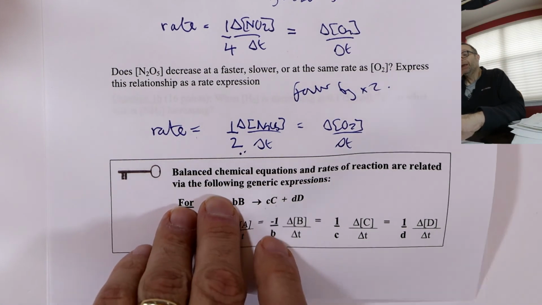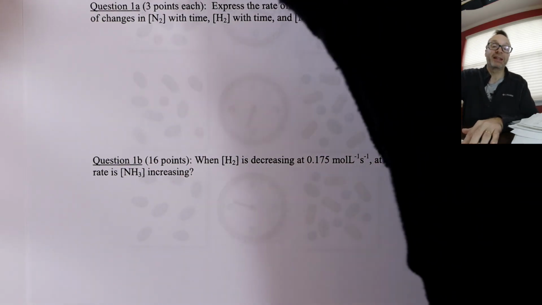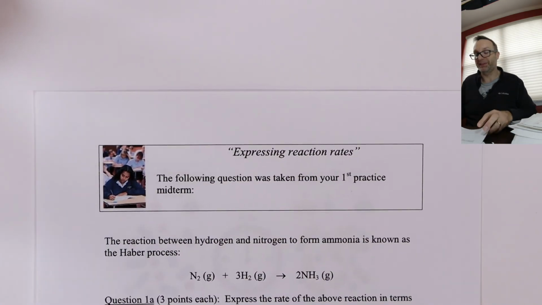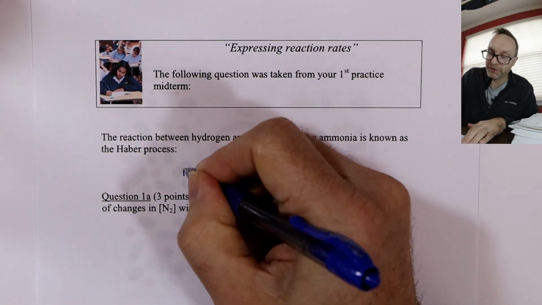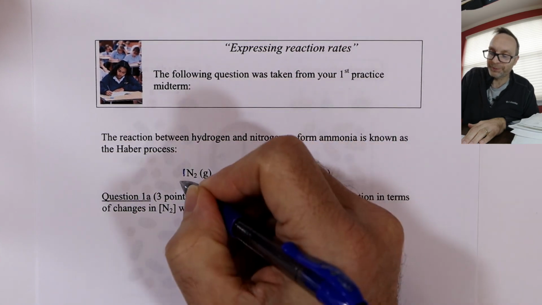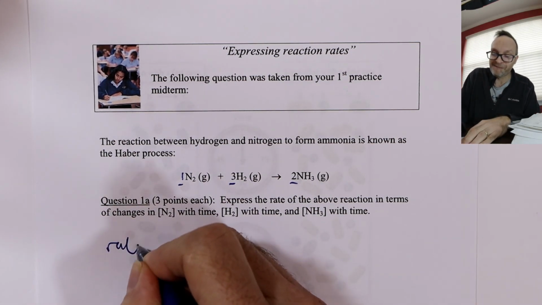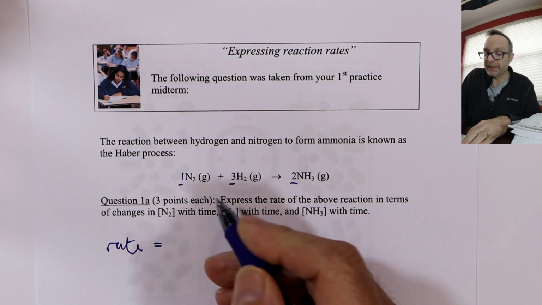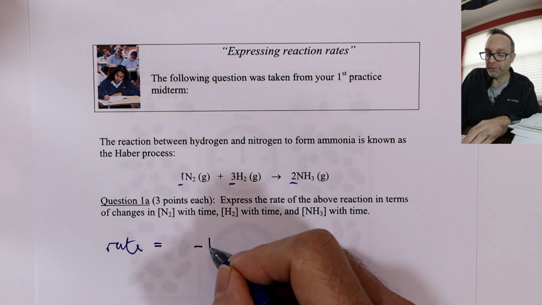Now, worked example, and people always get this wrong on the test because they think it's harder than it is. So if you see something like this on the test, it's super easy, right? Here's the Haber process, making ammonia. So 1 reacts with 3 to make 2. Express the rate of the above equation in terms of changes in concentration with time of all 3. So rate equals, this one's a reactant, so it's going to be minus, and there's one of them, 1 over 1.